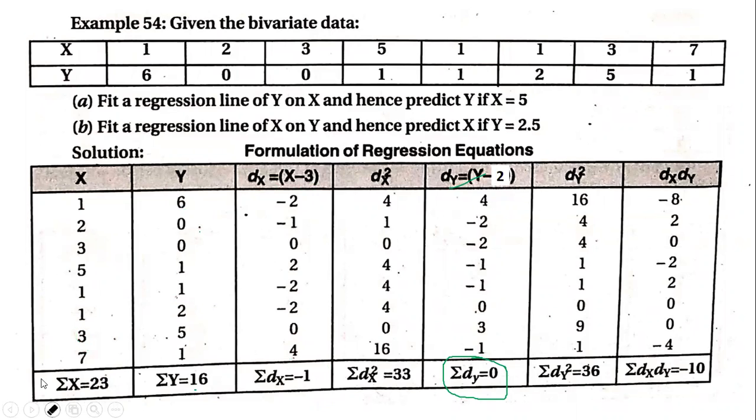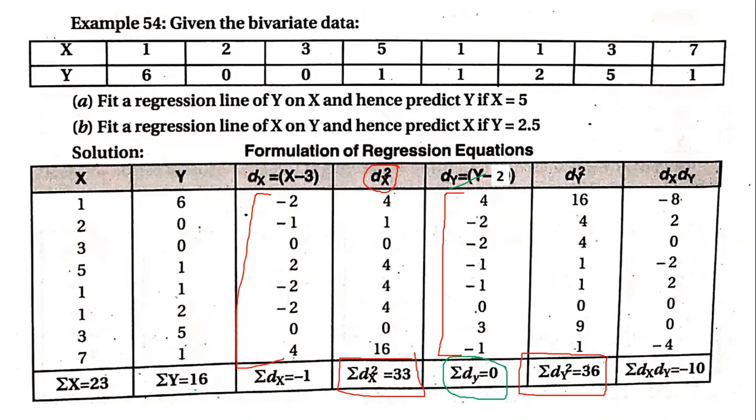Next, after this, we have to find the square of the deviations. So this is going to be squared. So 2 square, 1 square, 0 square, 2 square, 2 square, 2 square, 0 square, and 4 square. So you'll have 4, 1, 0, 4, 4, 4, 0, 16. Add them, you get sigma dx square is equal to 33. And similarly, for dy also square them and add them, you get sigma dy square is equal to 36. So this is squaring of the deviations.